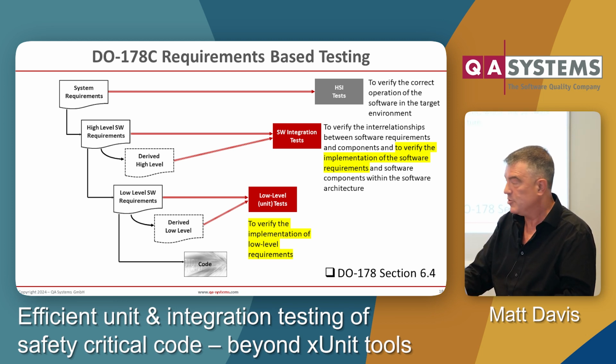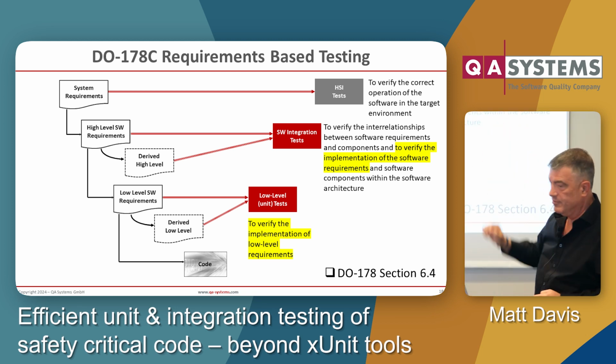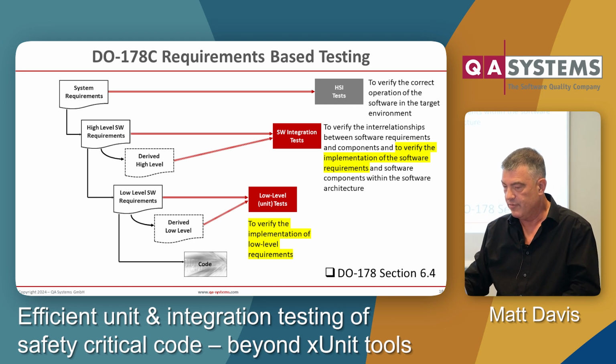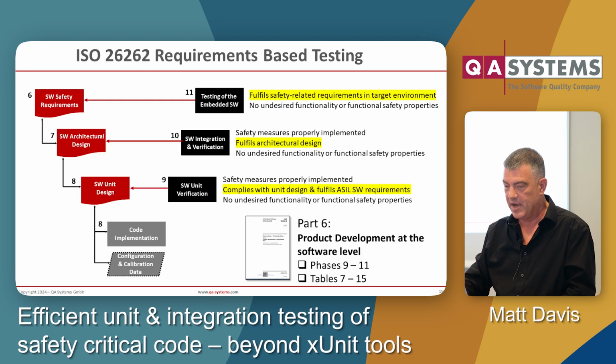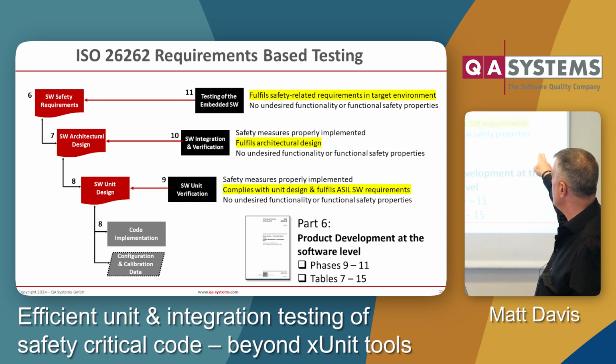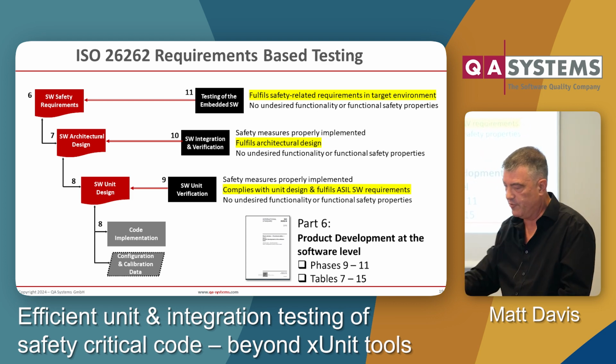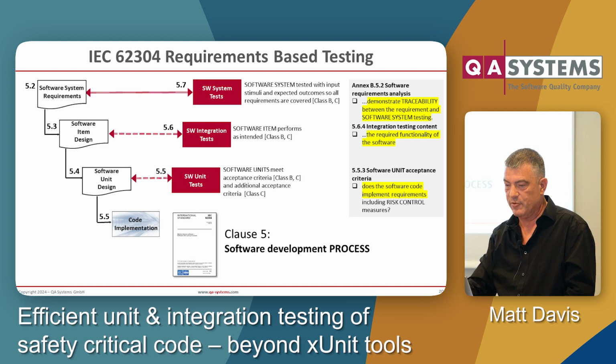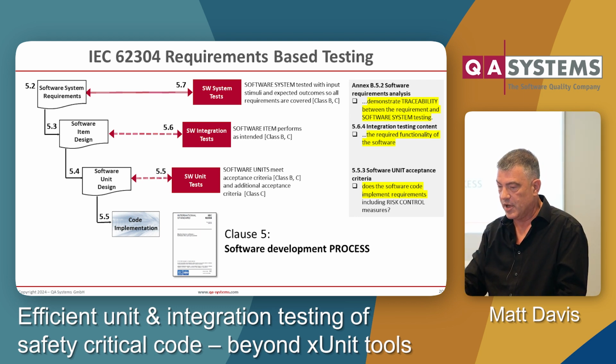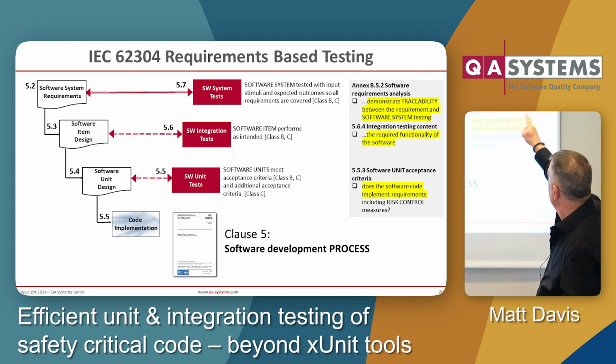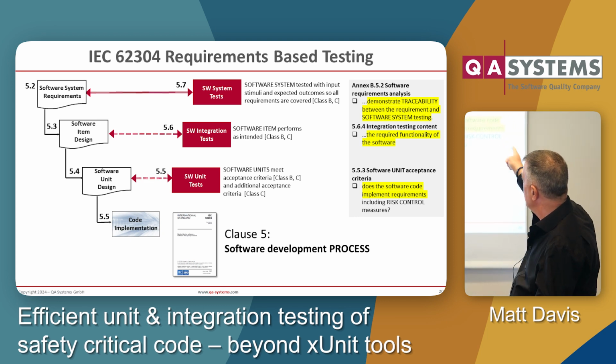A couple of little diagrams just to show this is the avionics standard, all require verification of low-level or mid-level integration requirements. So you can see here complies with unit design and fulfills the architecture in the software. This is for automotive, 62304 in the medical space, same sort of thing. Demonstrates traceability between requirements and different levels of tests.